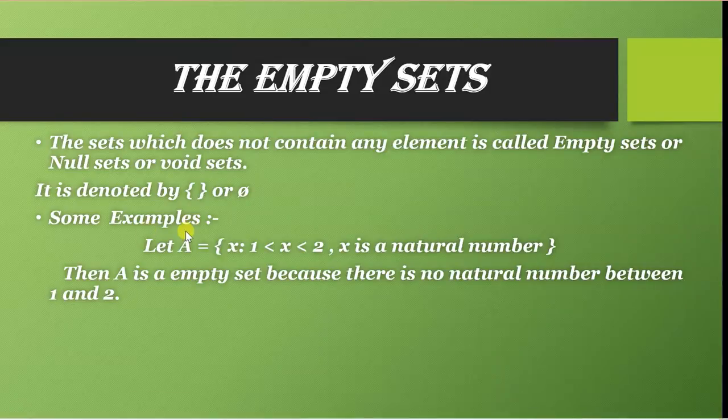An example of an empty set is, suppose we have a set A which is equal to {x such that x lies between 1 and 2 and it is a natural number}. Then it is an empty set because there is no natural number which is lying between 1 and 2.